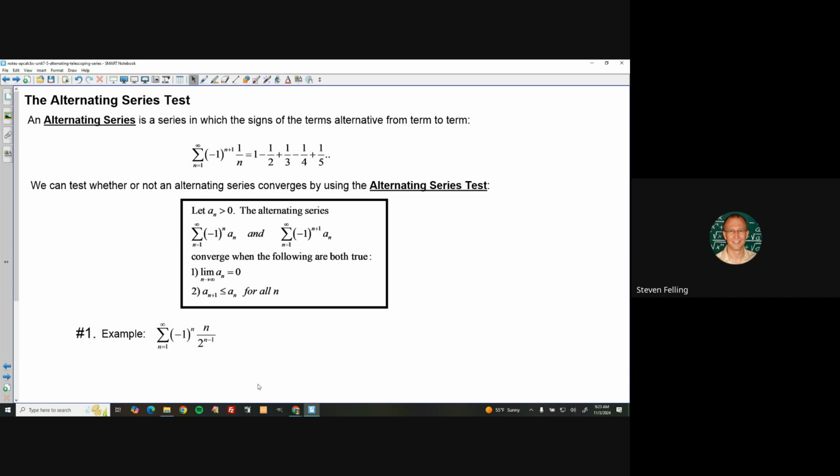An alternating series is simply a series whose terms alternate. Usually you can tell that you have an alternating series when part of your generator rule has either -1 to the n, or -1 to the n plus 1, or -1 to the n minus 1, because as you go up in n, these alternate from positive to negative. So you end up with a positive term, a negative term, a positive term, a negative term. That's all that's meant by an alternating series: the sign of the terms alternates from term to term.